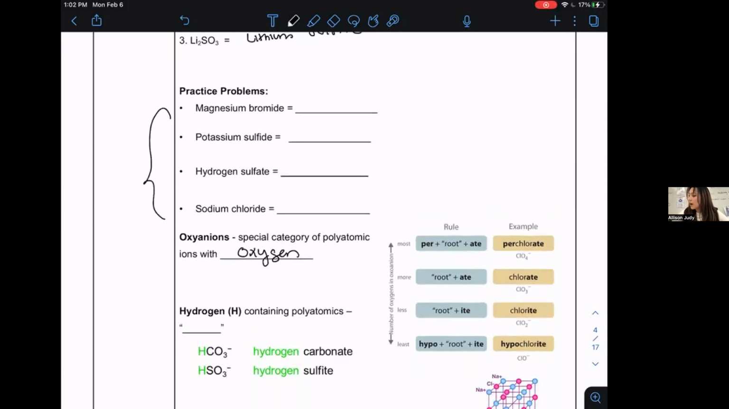So you'll see that this is a pattern. It just helps you. Honestly, if you're like, I can't memorize this, just memorize the names of the polyatomics and forget about this. But you should know that there is actually a rhyme and a reason to it.